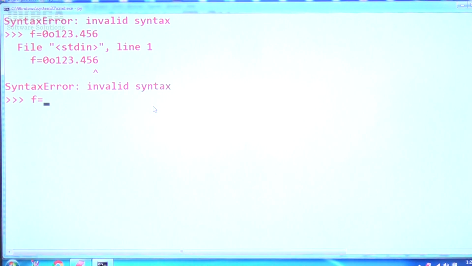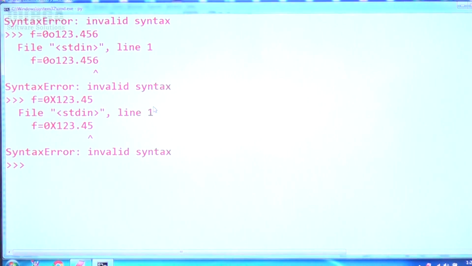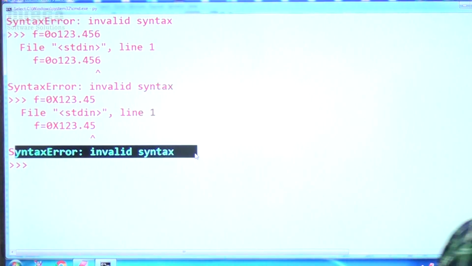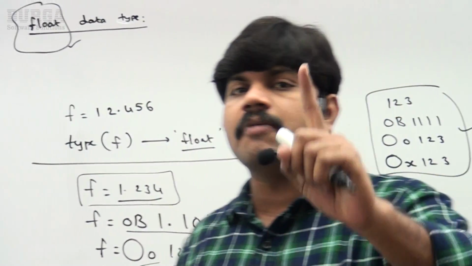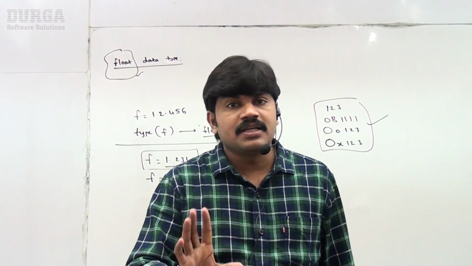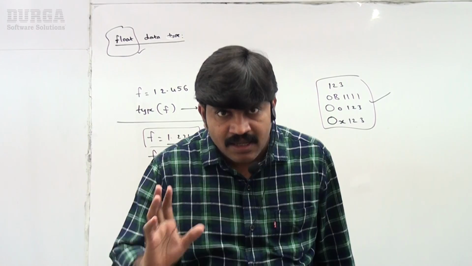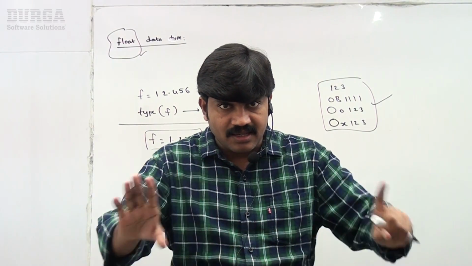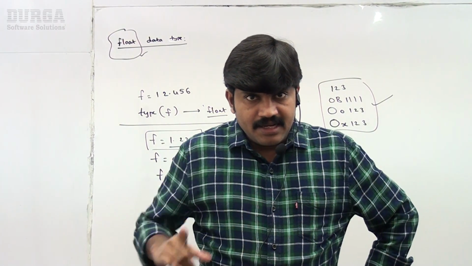F is equal to 0x123.45, something like this, right? Again it is an invalid syntax error we are going to get. So the important conclusion you should be aware of: floating point values you should represent only in decimal form. Binary, octal, hexadecimal conventions are not allowed. Clear? Any doubt about this point?